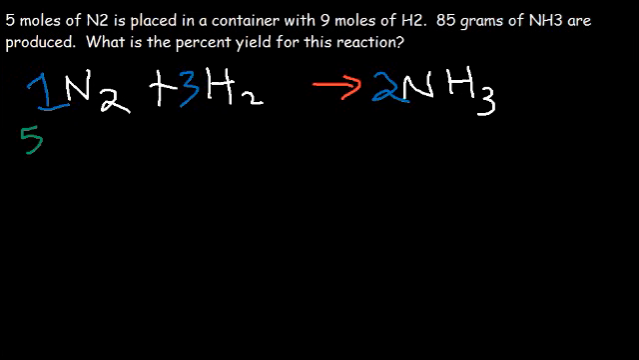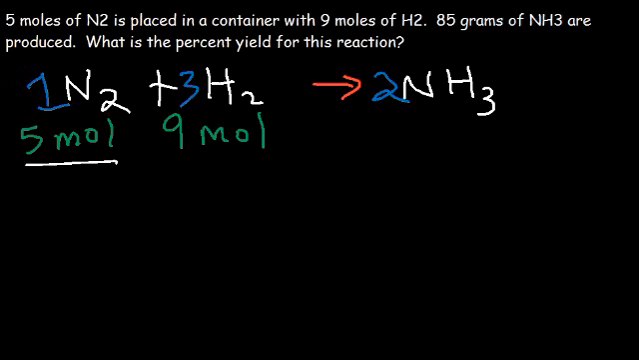So we have 5 moles of N2 and 9 moles of H2. Which one is the limiting reactant? Is it N2 or is it H2? Is it the one with less moles or the one with more moles? You can't just look at moles and determine which one is the limiting reactant. What you need to do is find out which one has the lowest mole per coefficient ratio. Divide the moles of each substance by their respective coefficients.